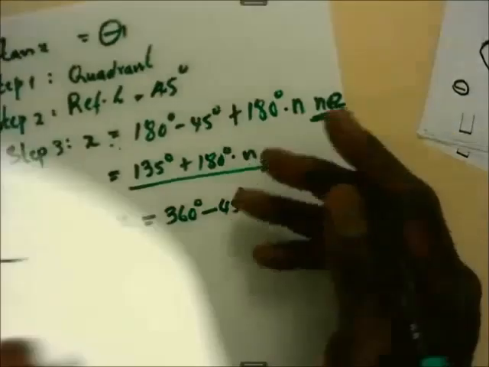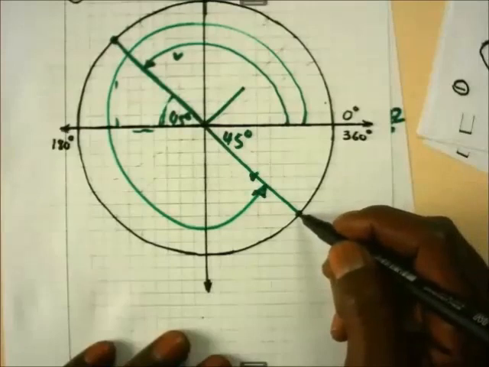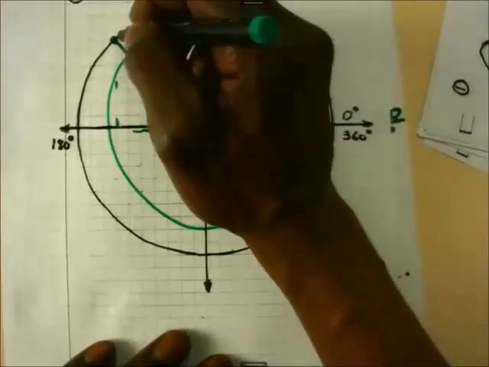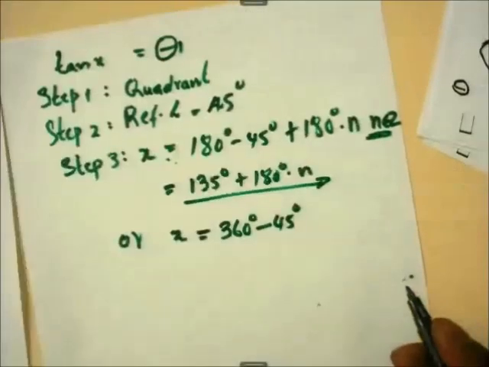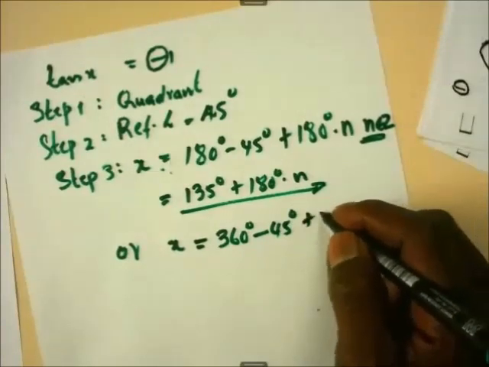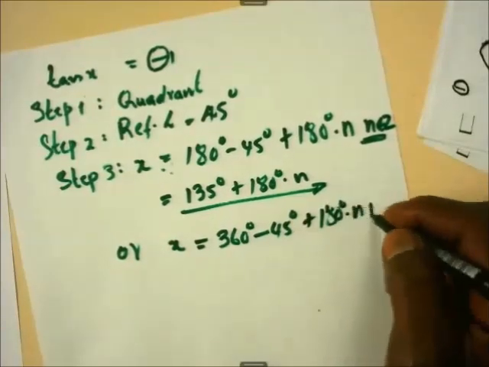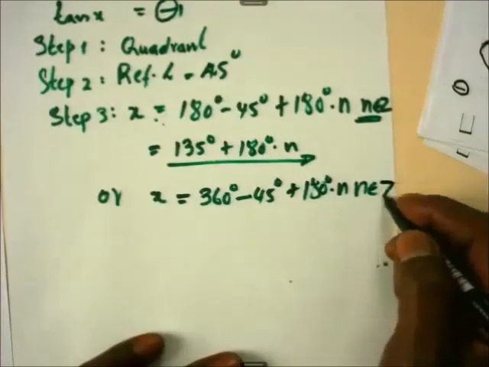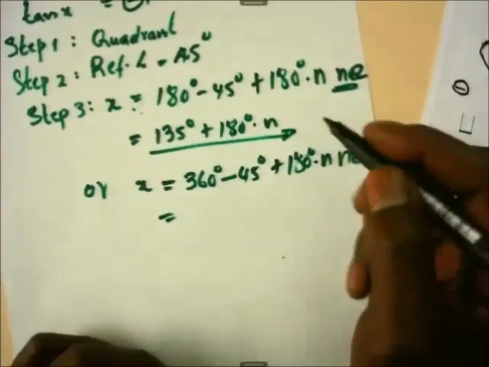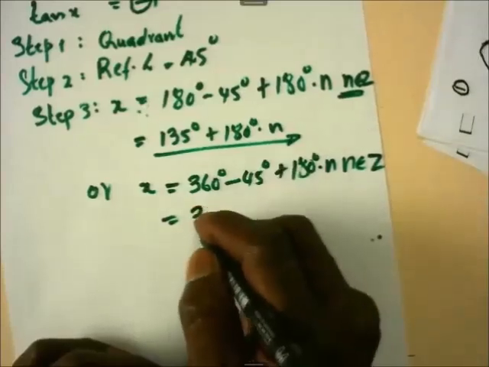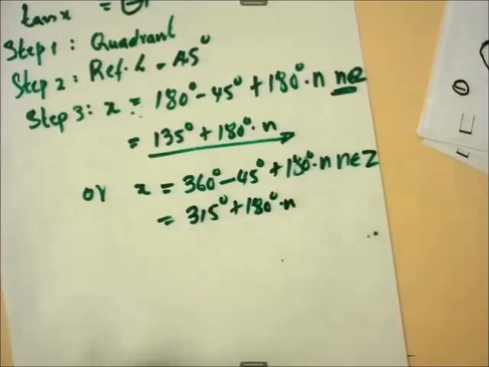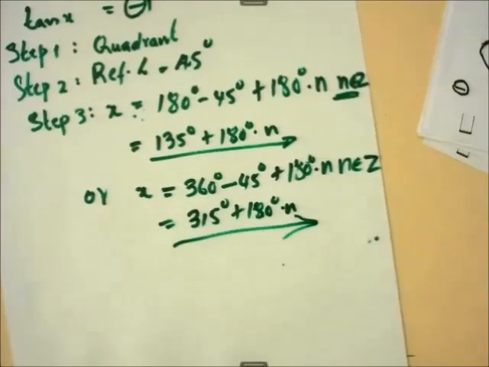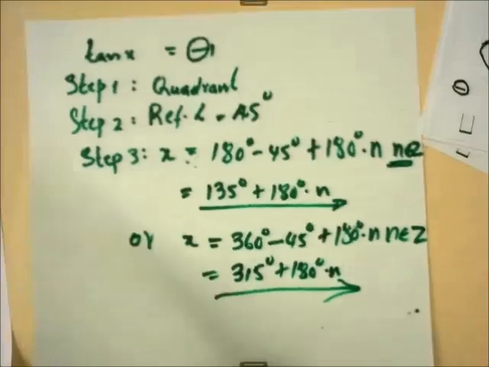But as we have indicated, to find the general solution, once we rotated 180 degrees, we are there, we find another solution. We rotate 180 degrees, we find another solution. So we'll have plus 180 degrees times n, n being an element of integers. Okay, we simplify this. 360 minus 45, that will be 315 plus 180 degrees times n. I hope you find it interesting as we are moving deeper and deeper with these trigonometric equations.